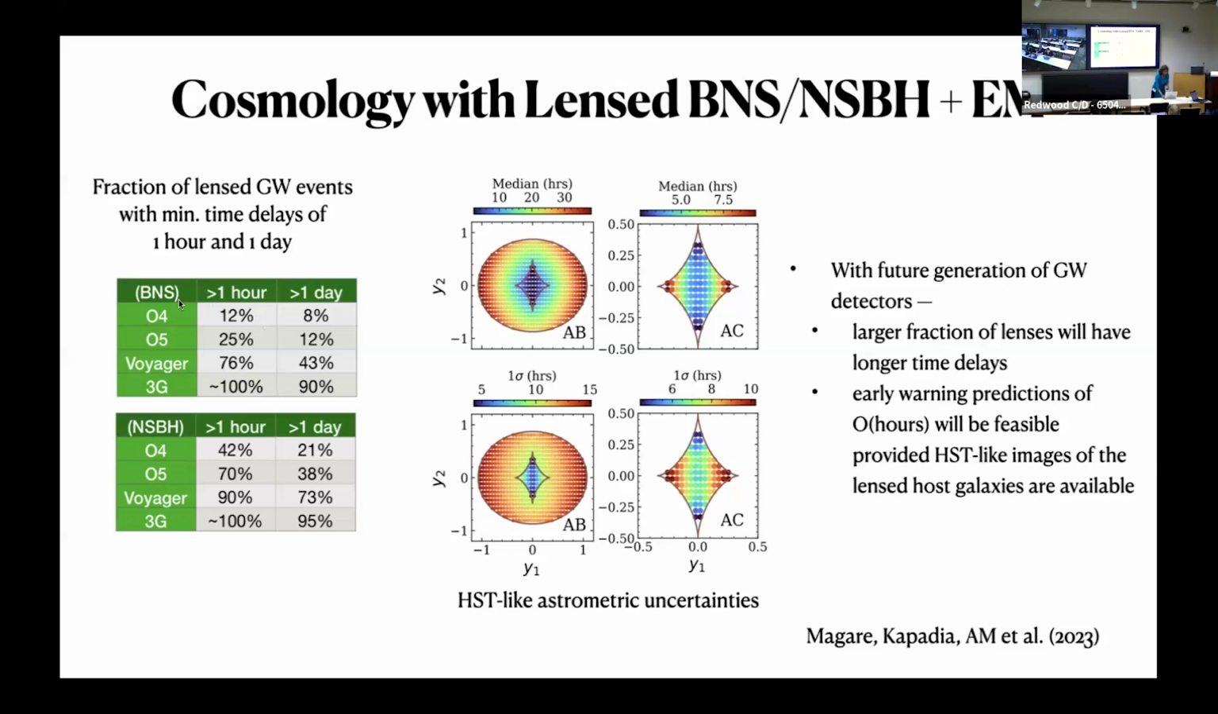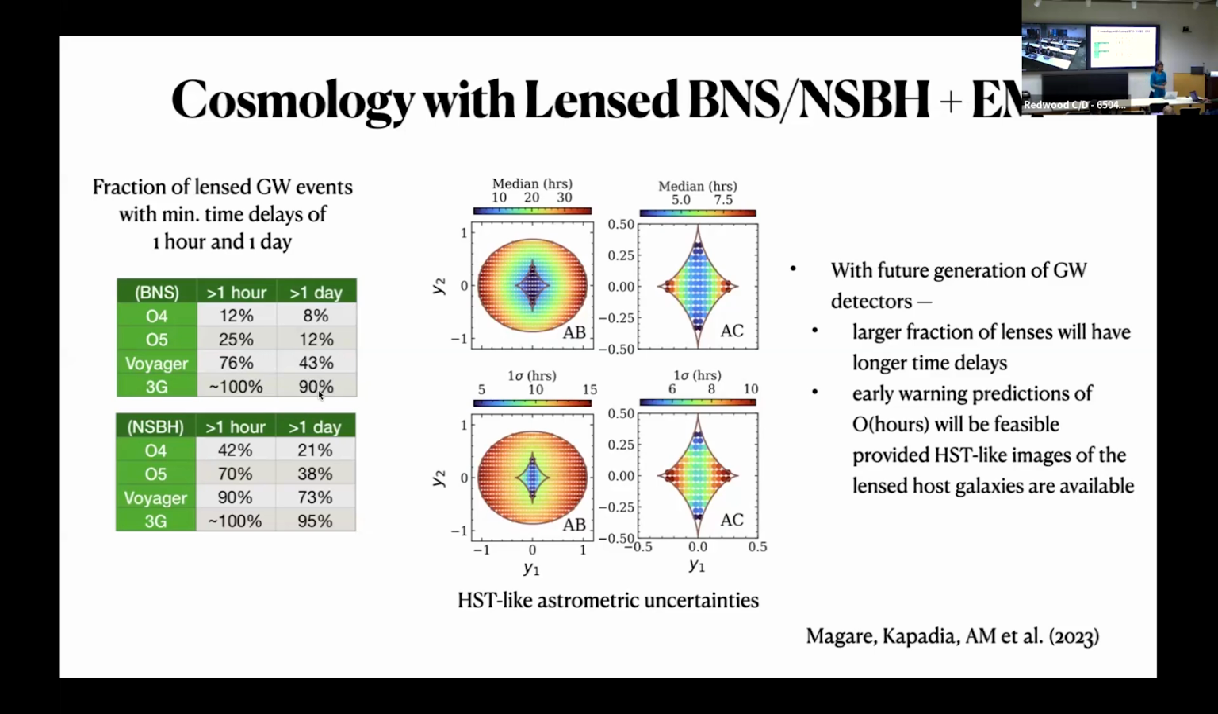And so what we have computed here are the minimum time delays in a sample of lens systems, such that the time delays can be greater than 1 hour or greater than 1 day. And this is computed for 2 types of lensed gravitational wave sources, which can have electromagnetic counterparts. And the numbers are also shown for increasing detector sensitivities in the gravitational wave detectors. And what we find is that for the next generation, a large fraction of the systems will have time delays greater than 1 day.